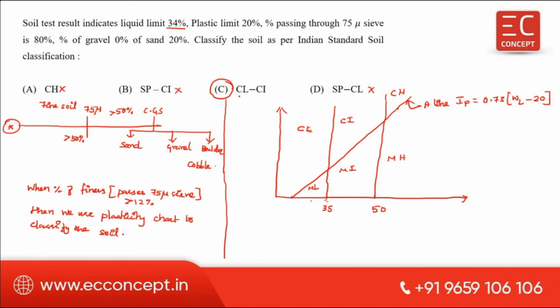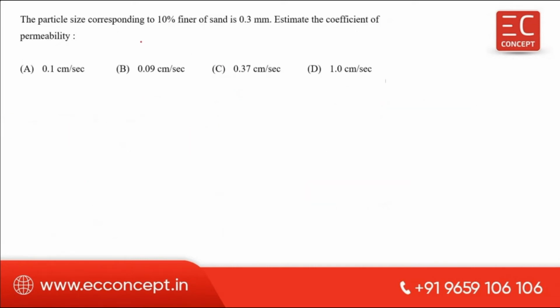Option C is correct. Now, the particle size corresponding to 10% finer for sand is 0.3 mm. Then estimate the coefficient of permeability. There is an empirical formula for coefficient of permeability. This is equal to C into D10 squared. What is C? C we can take as 100, and D10 you have to substitute in terms of centimeter, 0.03, the whole square. While substituting this as centimeter, you will get the answer in terms of centimeter per second.